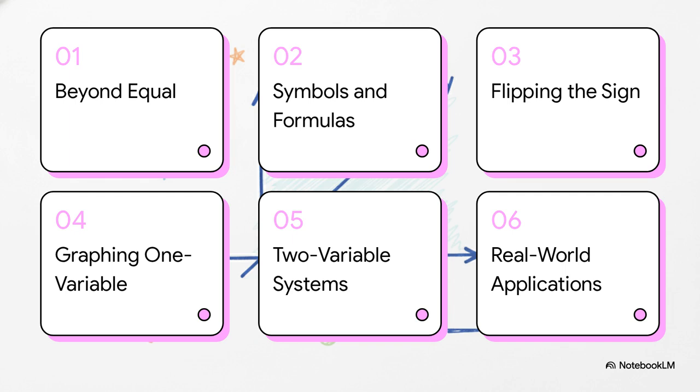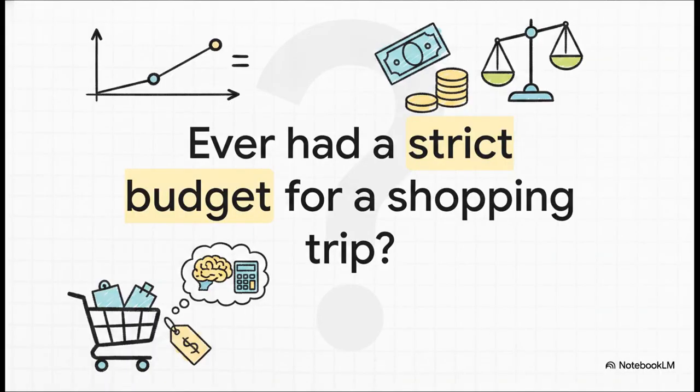So, here is our roadmap for today. Part 1, Beyond Equal, Introducing Inequalities. 2, the symbols and formulas. 3, the golden rule, flipping the sign. 4, graphing one-variable inequalities. 5, graphing two-variable systems. And finally, part 6, real-world applications. Okay, let's just jump right in.